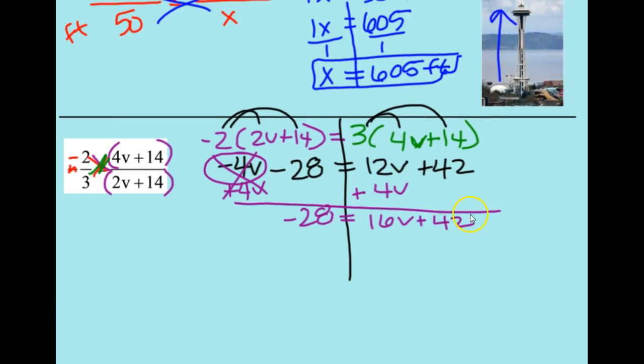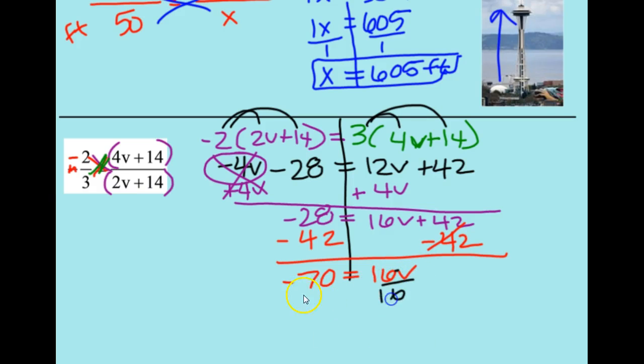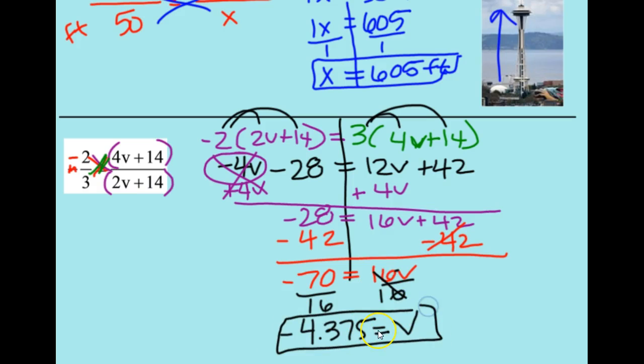And then solving this, get rid of your addition and subtraction. Subtract 42. We have 16v. These are all negative, so add them up. 40, 50, 60, so 70. Negative 70. And then last, the opposite of multiply is divide. Negative 70 divided by 16. We get a funky decimal. We get negative 4.375. There will be one that you might have to round on your test.